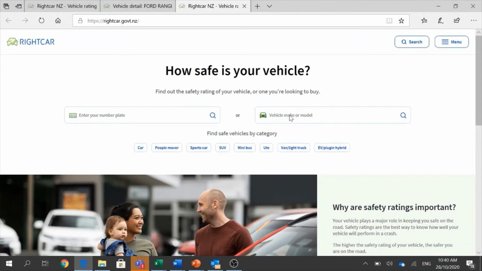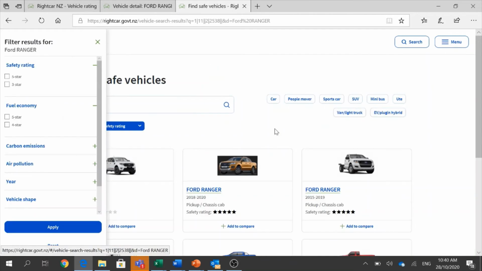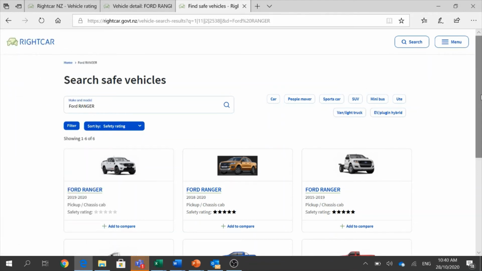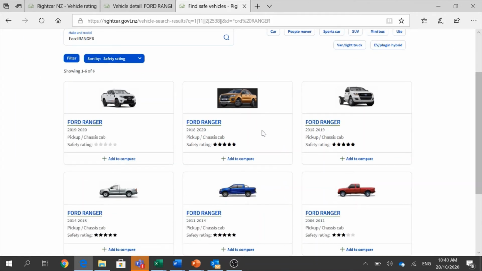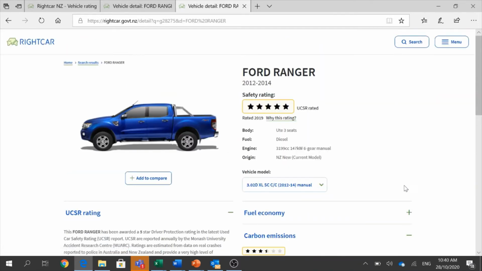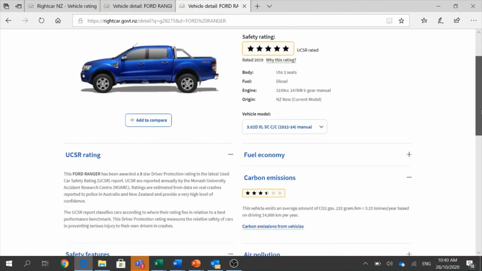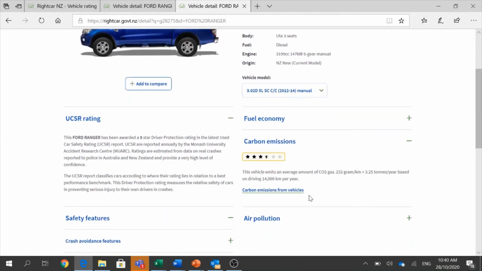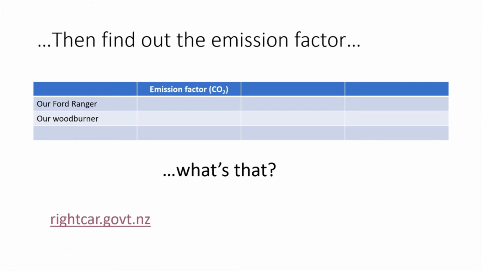On this web page, you can enter the number plate of your vehicle if you know it, or just the type of vehicle, for instance, Ford Ranger. You will then find that there are Ford Rangers from different years, so let's look up 2011 to 2014. And down here you will see carbon emissions, and it says the vehicle emits an average amount of CO2 gas, 232 grams per kilometre. That is our emission factor. Emission factors for other pollutants can be provided by scientists.